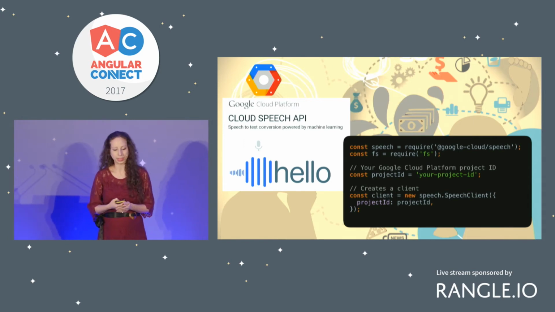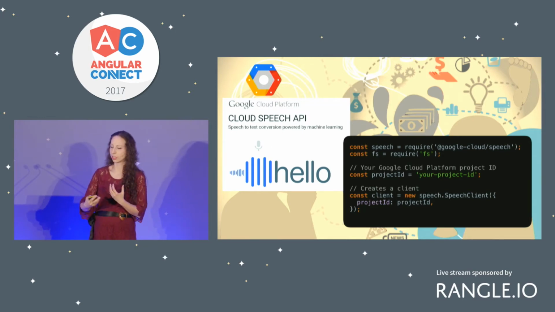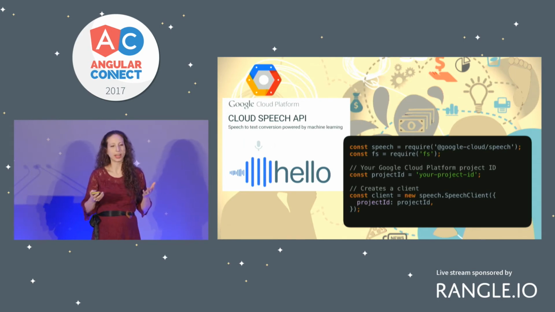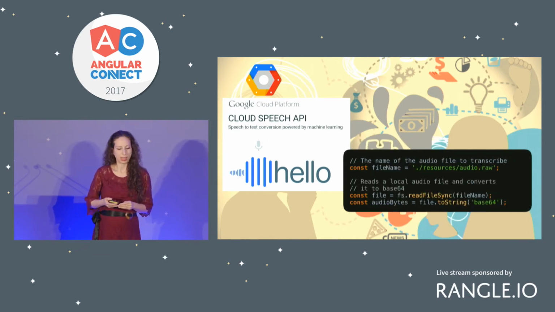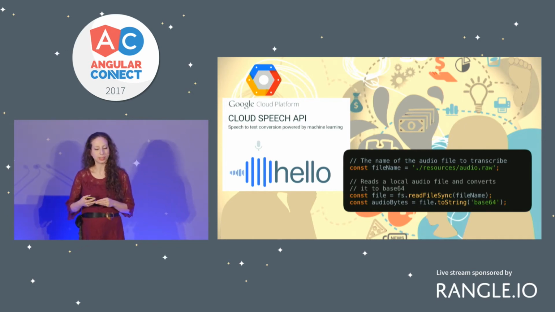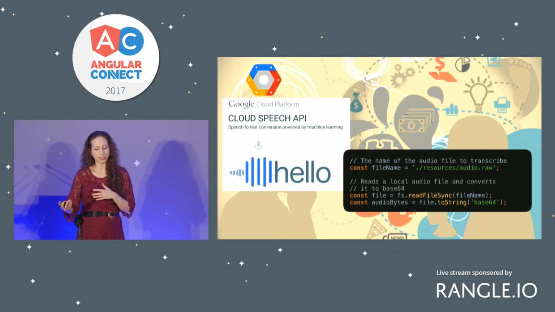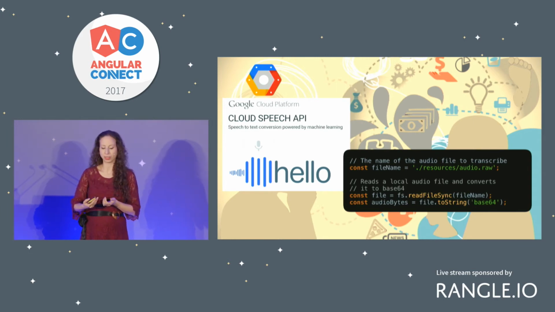So we have the library that we can use in our backend, Google Cloud Speech. Here we're using the file system to also fetch the file and transform it. We'll see this in the next slide. And we just create a new instance of the speech client with our project configuration, our project ID. So this is the file. We need the file name, and we fetch it using the file system, and we pass it as a string in base 64.